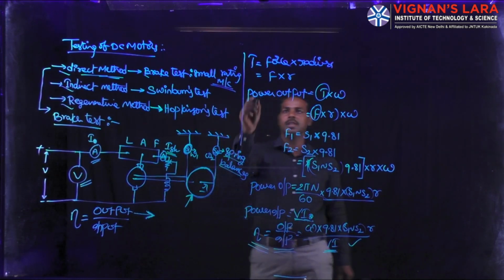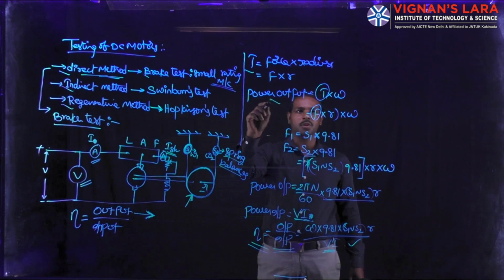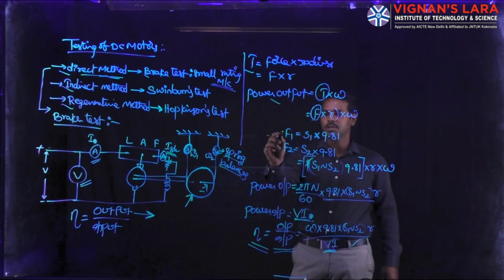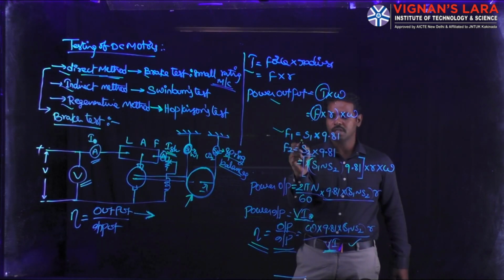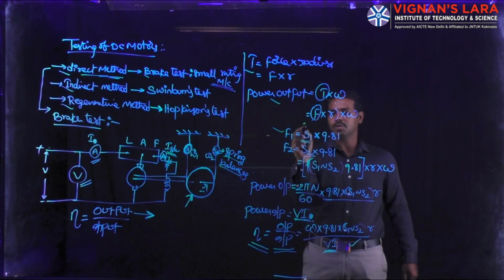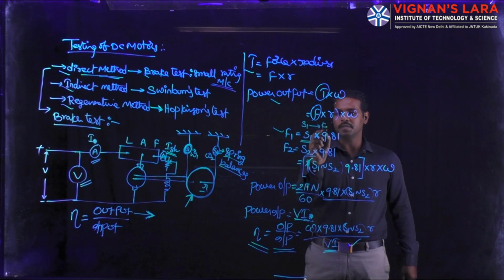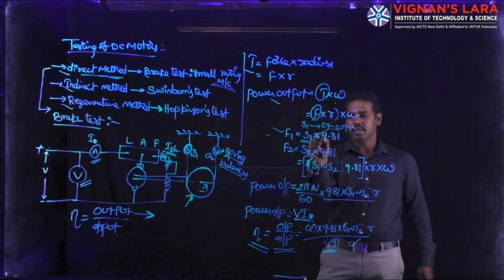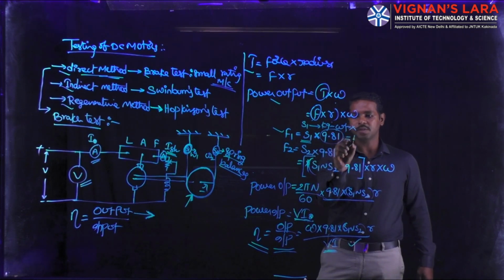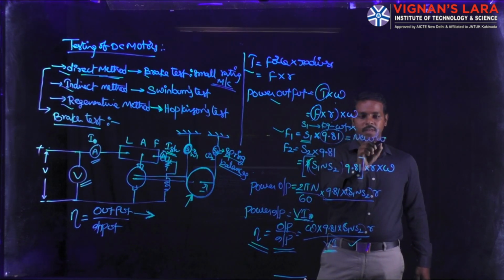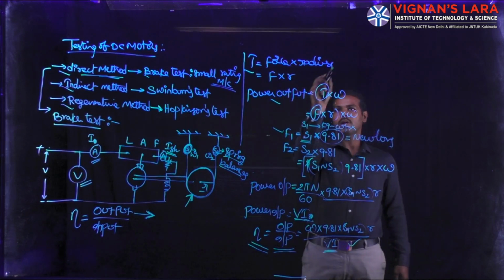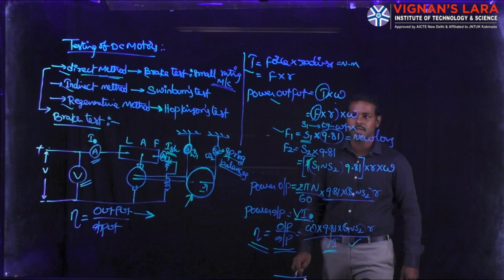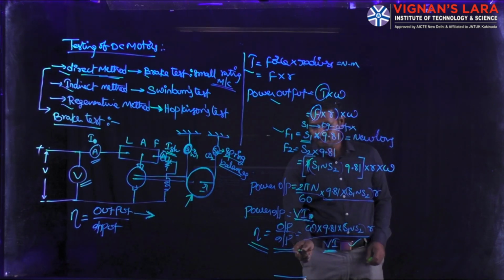Based on this we can find out the torque equation. Power output is equal to T into omega, F into R into omega. Force is always calculated in terms of S1, so S1 is equal to S1 in terms of kg weight, which is to be multiplied with acceleration due to gravity in terms of newtons. So torque is in Newton meters. This is the brake test.